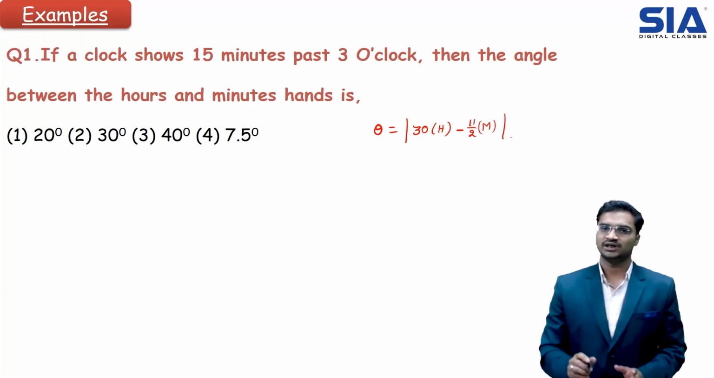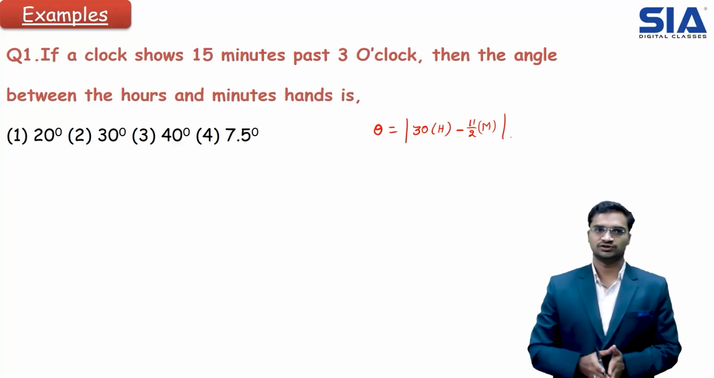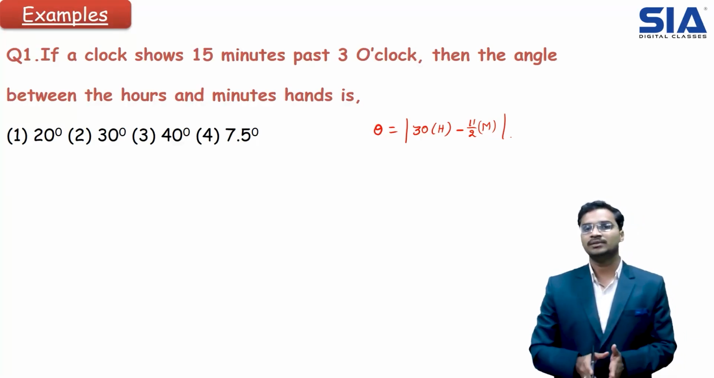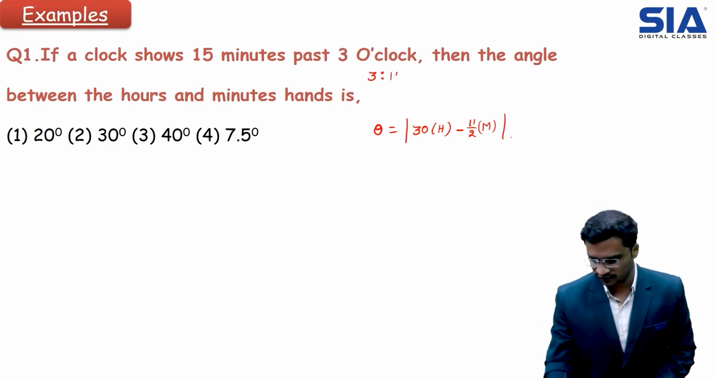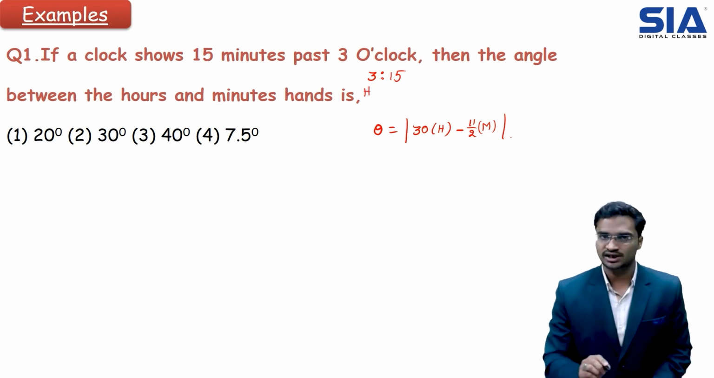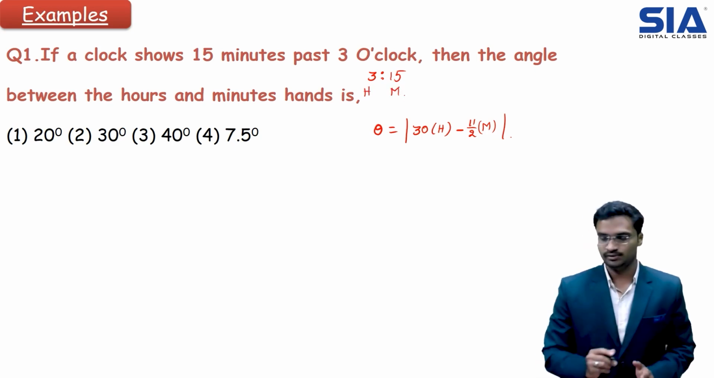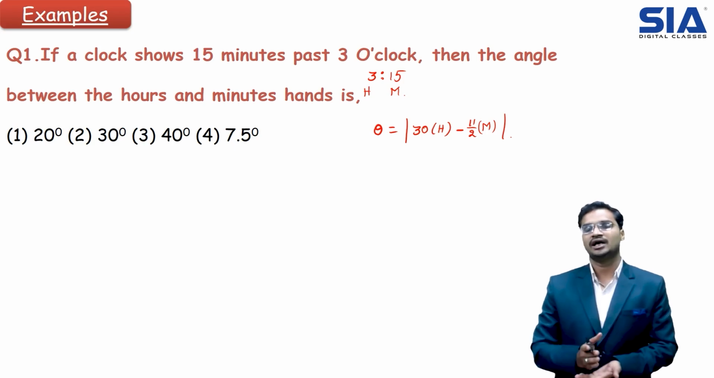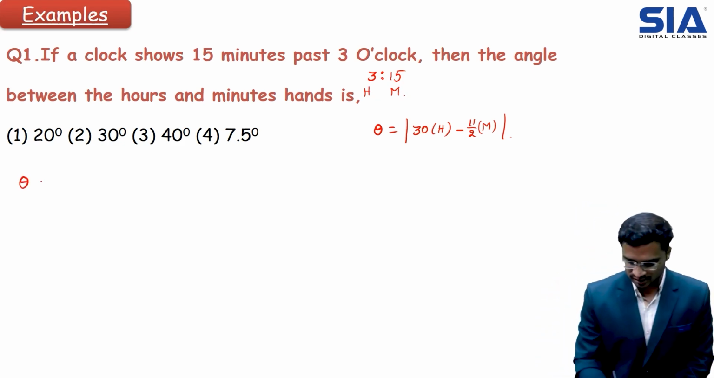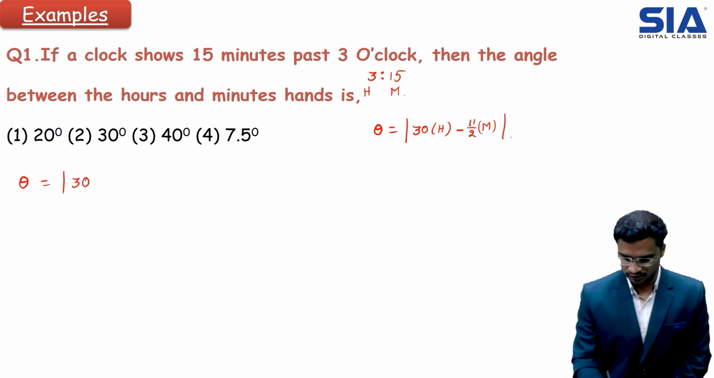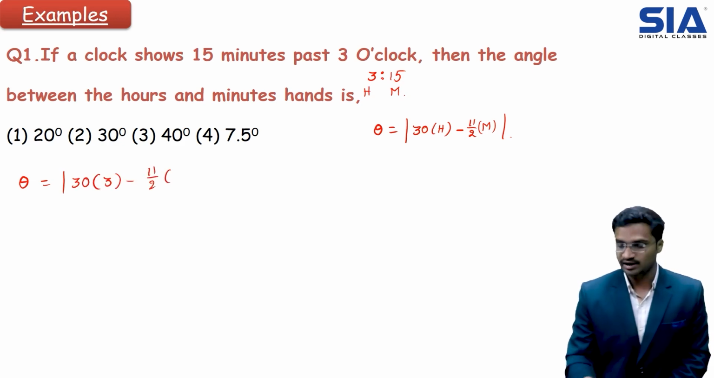So let us see the first question here. If a clock shows 15 minutes past 3 o'clock, the time here is 3:15, where h is 3 hours and m is 15 minutes. We should find the angle between the hours and minutes hand. Let us substitute the values here. Theta equals 30 into the h value 3, minus 11 by 2 into the m value, 15.